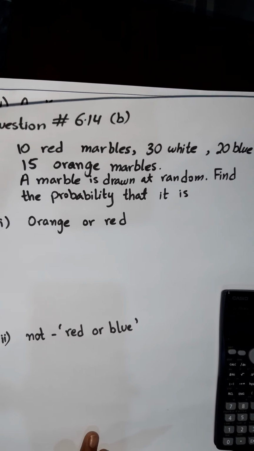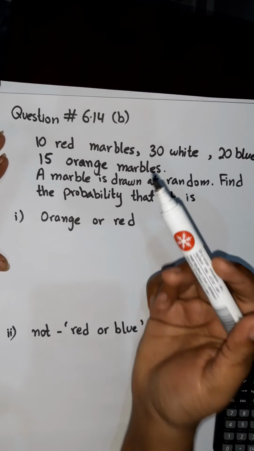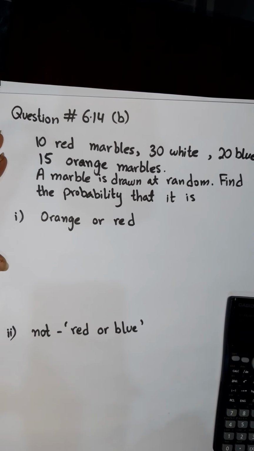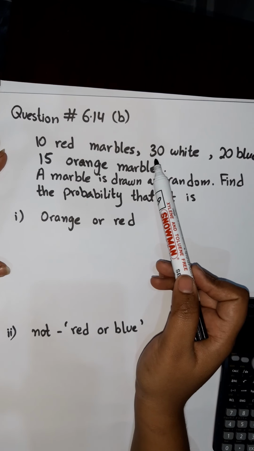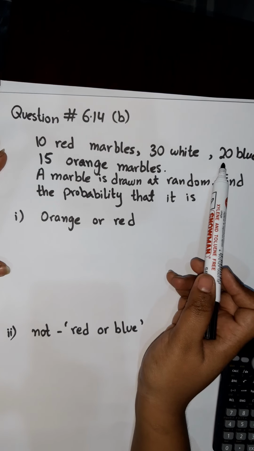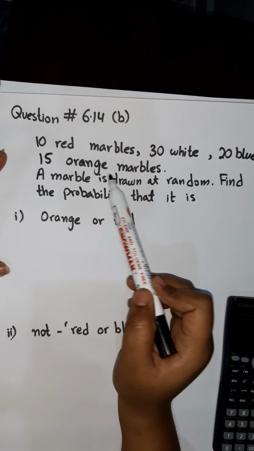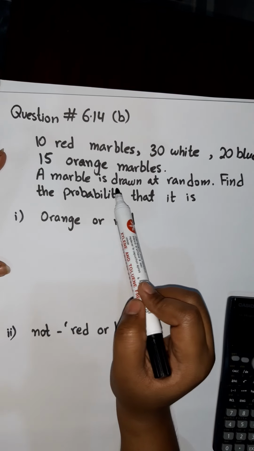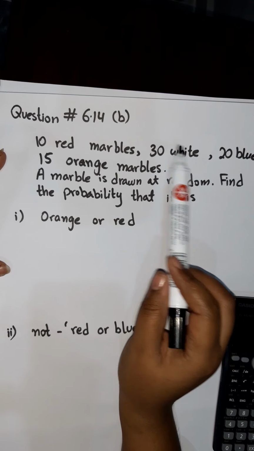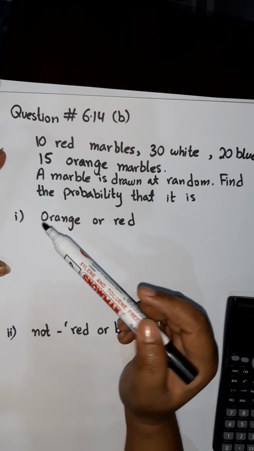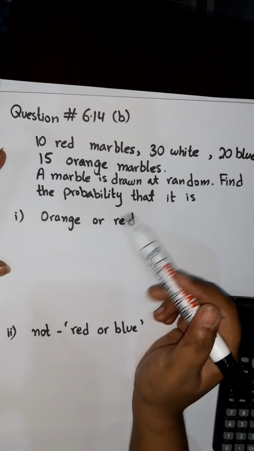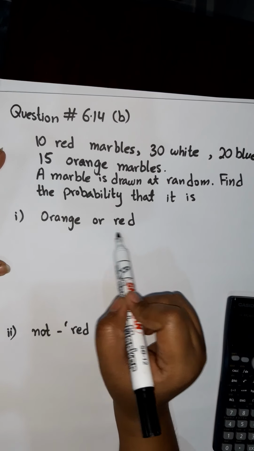Now here we have the next question. Question number 6.14, part B. The question says that if we have 10 red marbles, 30 white, 20 blue and 15 orange marbles, and a marble is drawn at random from these marbles, find the probability that the marble selected is orange or red.